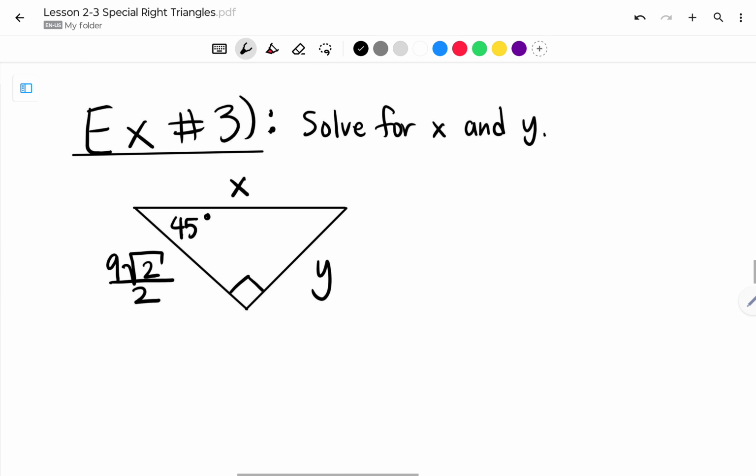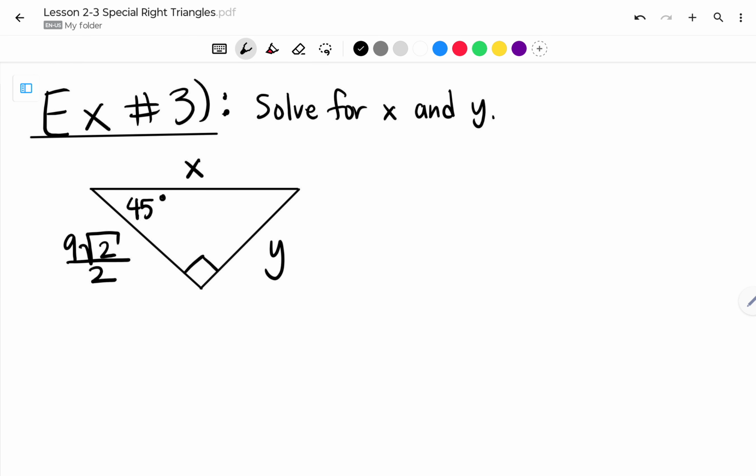Okay, let's look at this one. Number 3. Solve for x and y. Pay attention to the angles first. I have a 45 and a 90. So that must mean that this missing angle is going to be 45 degrees.